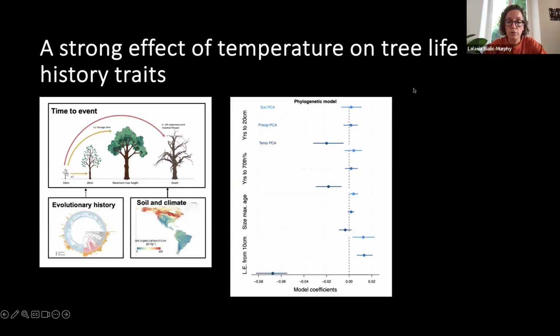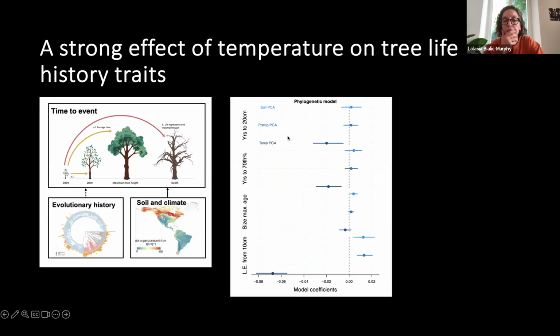So using this approach, this is one of the main results in the coefficients. So this is the coefficients of the Bayesian model. 0 represents really no signature of the soil, precipitation and temperature variables, and confidence intervals that deviate from that 0 line represent a strong signal.